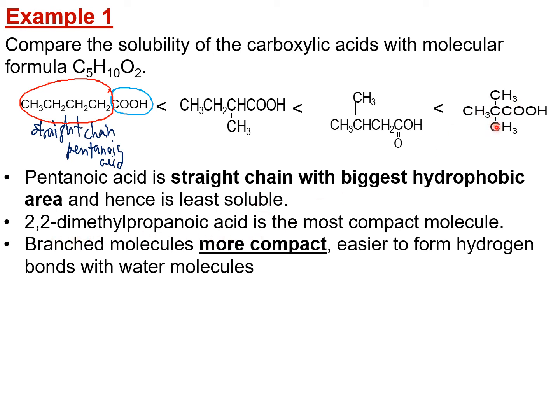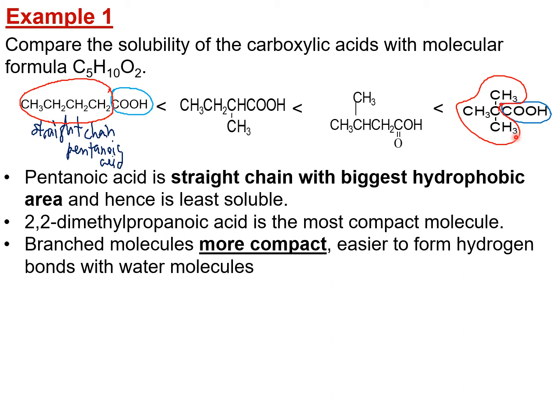This is 2,2-dimethyl propanoic acid. Is a very compact molecule. Dia paling banyak branch lah. Ada 2 branch and very compact. So again, this is the hydrophilic area, and the hydrophobic area ni dia dah dikompactkan. Dia punya hydrophobic area ni kecil saja. So branch molecules dia lagi compact. So that it is easier to form hydrogen bonds between with water molecules. So that's why, okay, this structure, this 2,2-dimethyl propanoic acid ni is the most soluble in water.